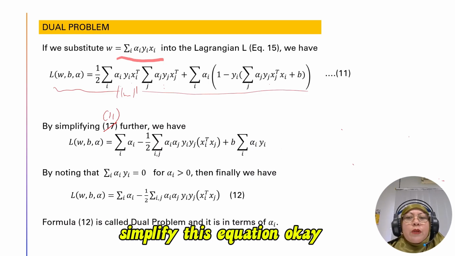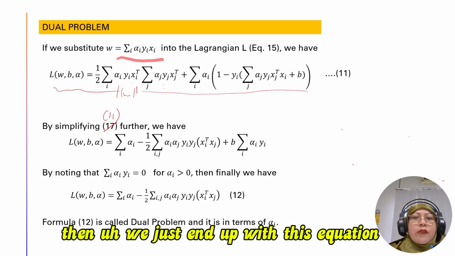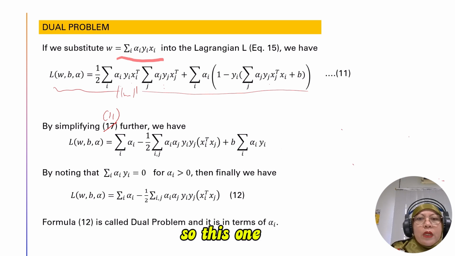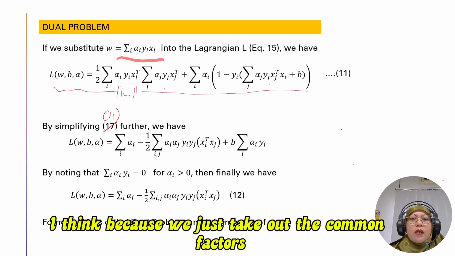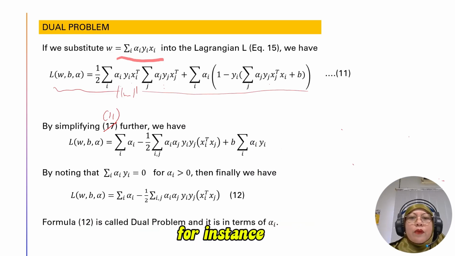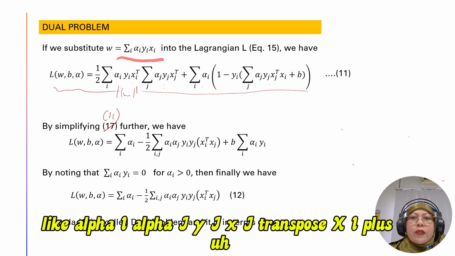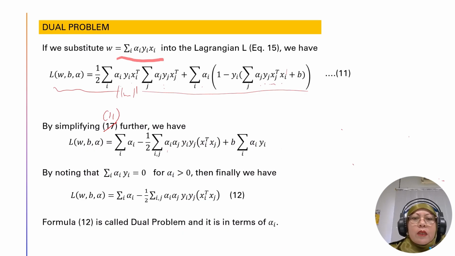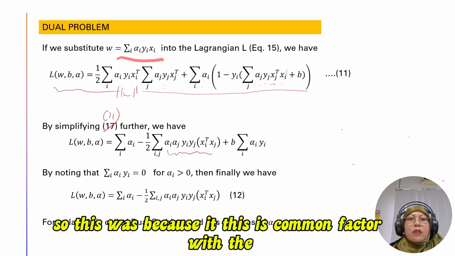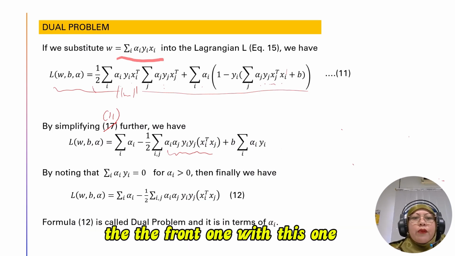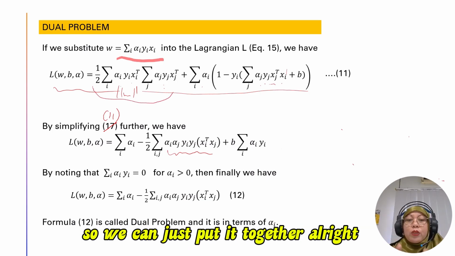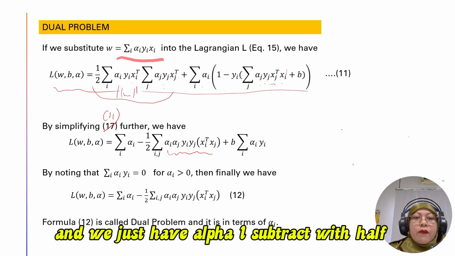If we simplify this equation, then we just end up with this equation. This one, I think, because we just take out the common factors, for instance alpha i, alpha j, yj, xj transpose xi. So this was because this is a common factor with the front one, so we can just put it together, and we just have alpha i subtract with half, negative half.